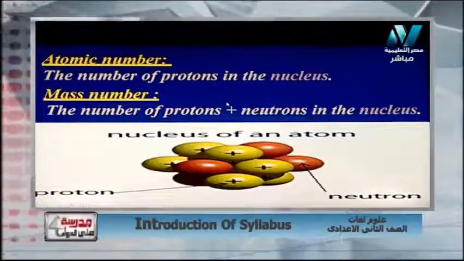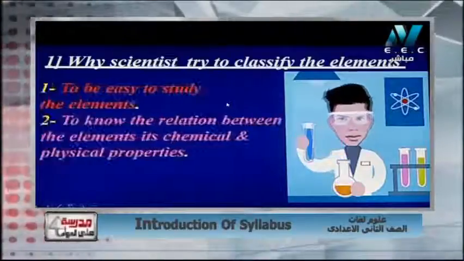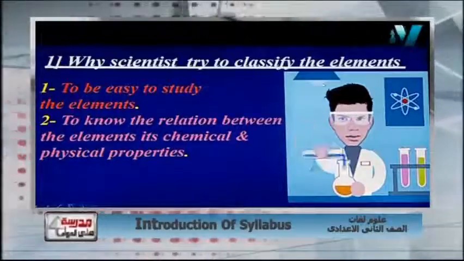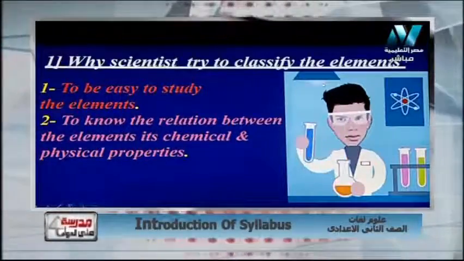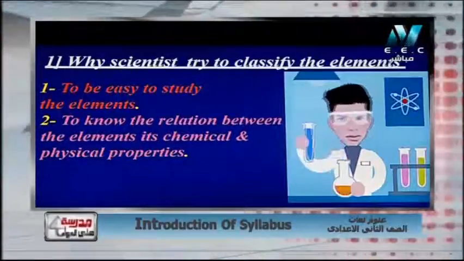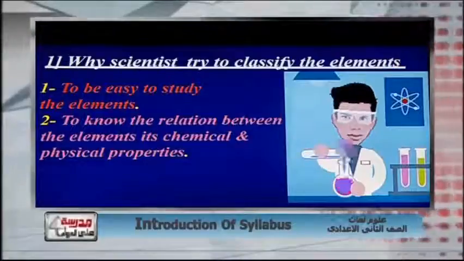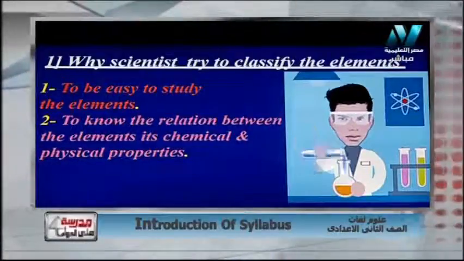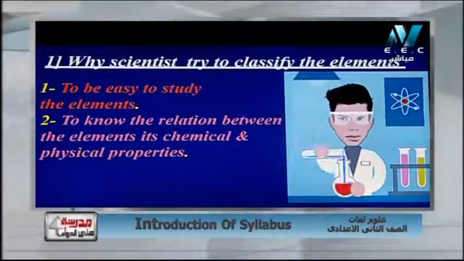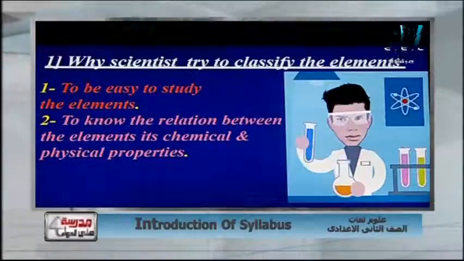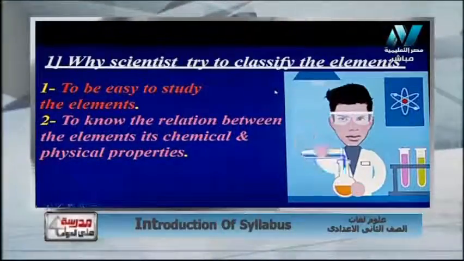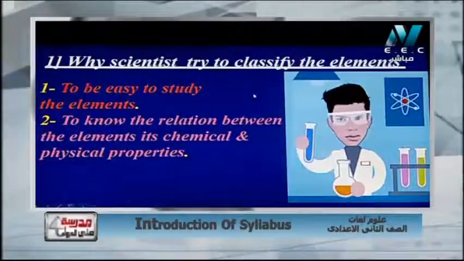Why did scientists try to classify the elements? First, to make it easy to study the elements. Number two, to know the relation between the elements and their chemical and physical properties. To study the elements easily and know the relation between chemical and physical properties.